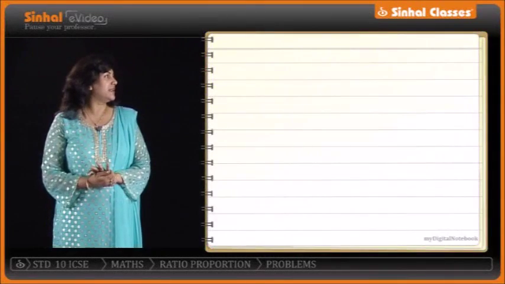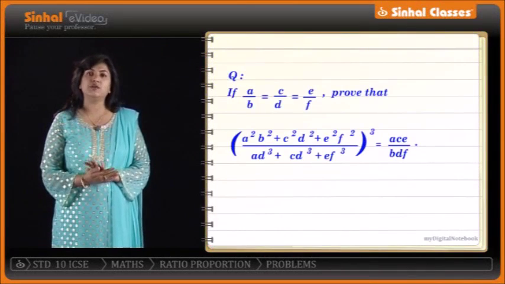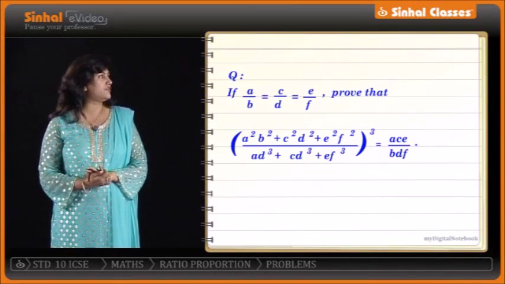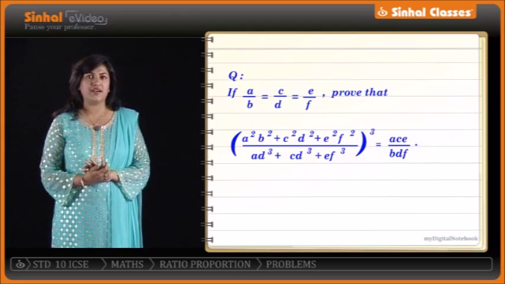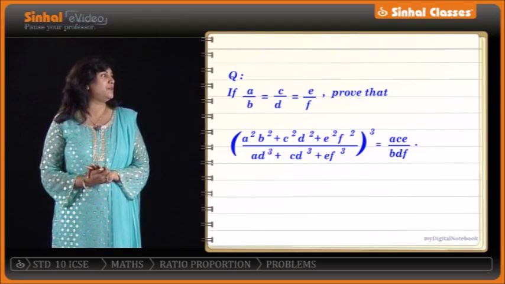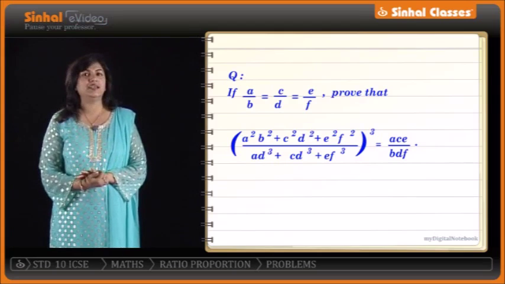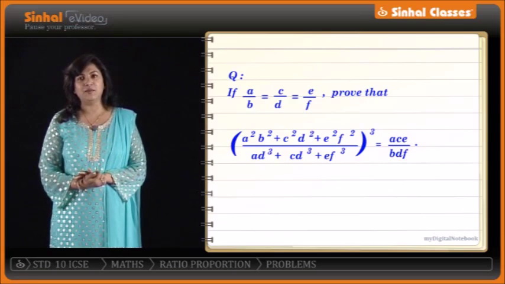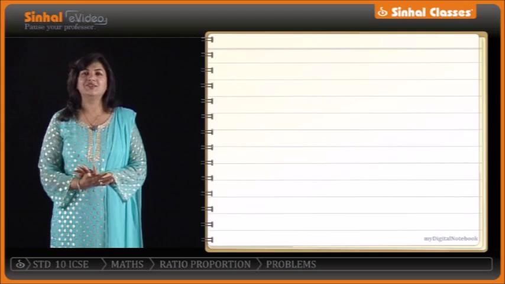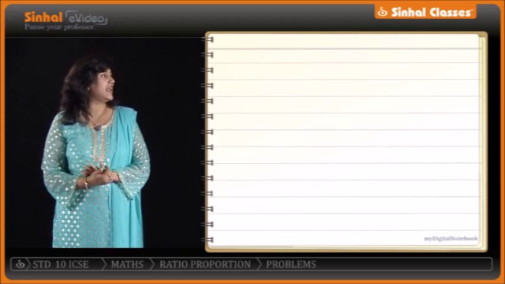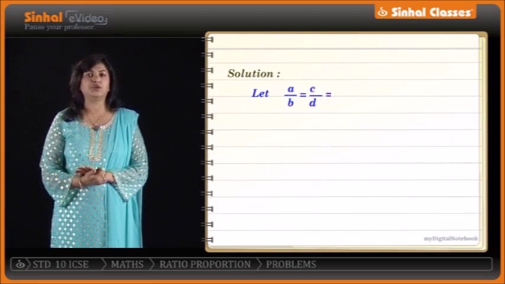Here's the next problem. If a by b is equal to c by d is equal to e by f, prove that a square b square plus c square d square plus e square f square upon ab cube plus cd cube plus ef cube, the whole cube, is equal to ace upon bdf. Doesn't it look interesting? Let's see how we are going to solve it. Here we are given a by b equals c by d equals e by f. Let it be equal to k.